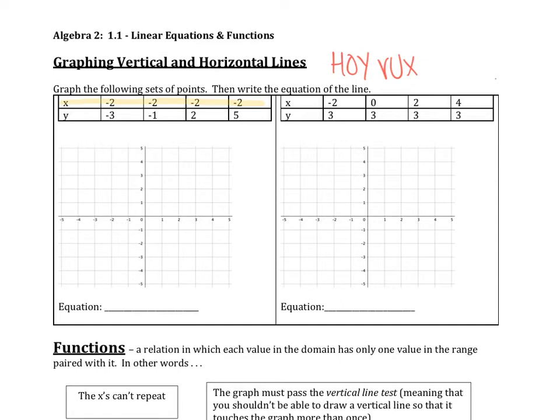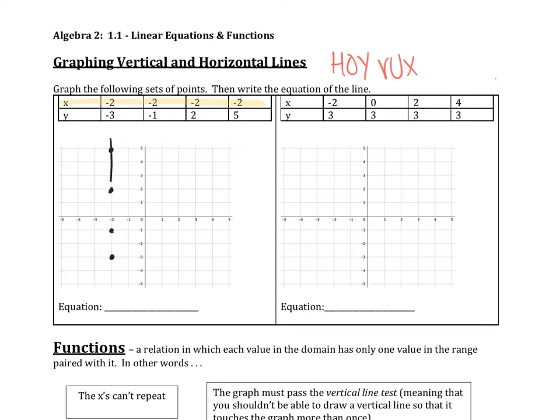So you're going to plot -2, -3, which is right here. -2, -1 is right here. -2, 2 is right here. And -2, 5 is right here.